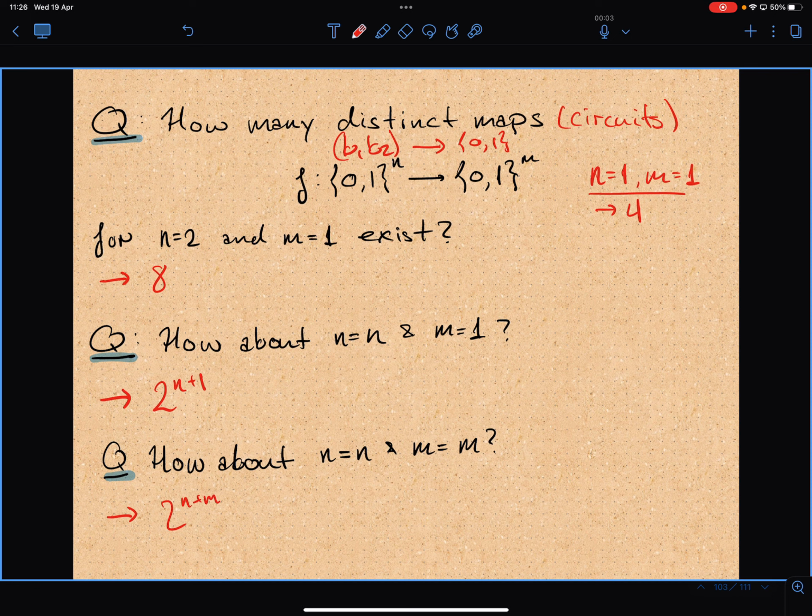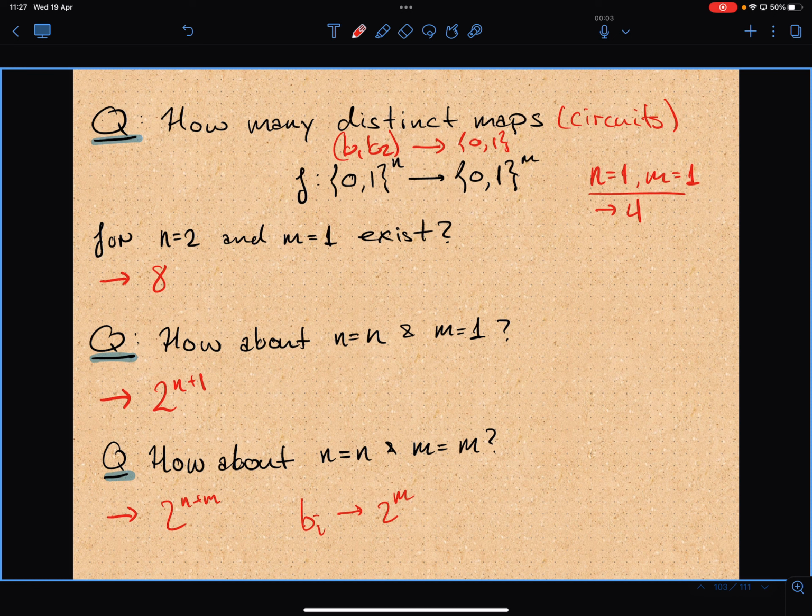So for each bit b1 through bn, you're going to have 2 to the m solutions. For each bi, you can map to 2 to the m options, and then you multiply that across the bits. That sounds about right. I actually did not do this ahead of time.